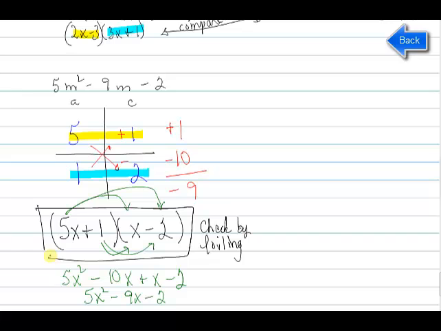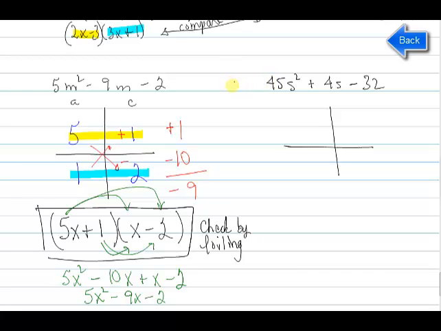Okay, my next question will be 45s squared plus 4s minus 32. Technically I should be checking for GCFs, and I don't have one here. There's no common number that goes into each one of these evenly. So I'm going to set up my organizer.